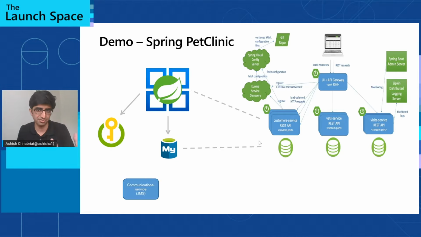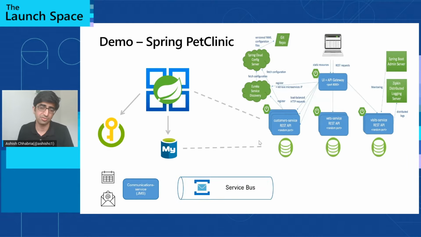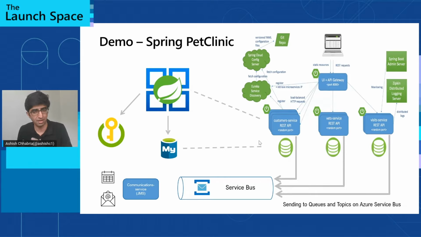So we added a communication service, which leverages JMS, and this is responsible for sending all the appropriate emails, calendar invites, meeting notes and visit notes, etc. All the other microservices expose the REST API that is managed by the front-end gateway. Because it's JMS, we want to leverage Azure Service Bus. So Azure Service Bus will be sitting right in the middle, and with every action that happens in the other microservices, they will start sending messages to the appropriate Azure Service Bus queues and topics. Again, using only the JMS interfaces.